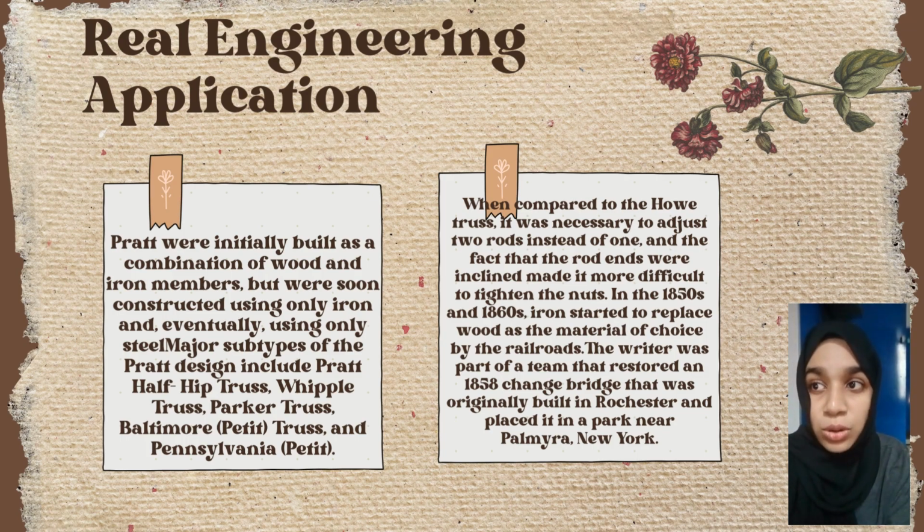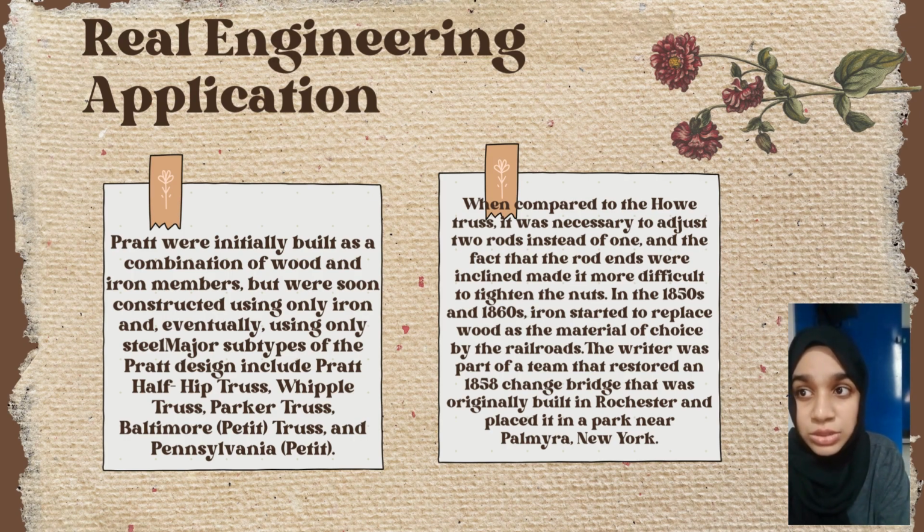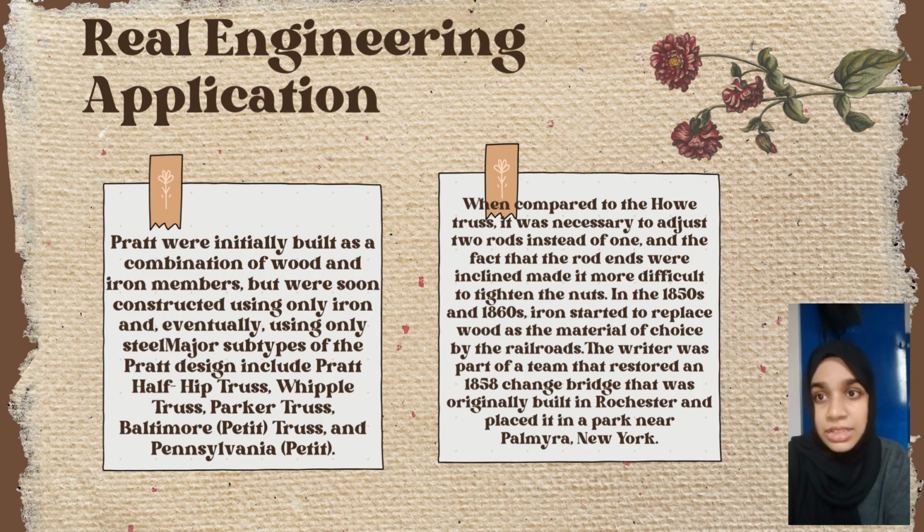When compared to the Howe truss, it was necessary to adjust two rods instead of one, and the fact that the rod ends were inclined made it more difficult to tie the nuts.